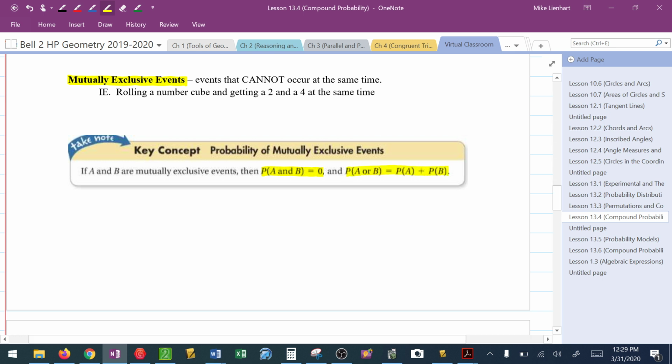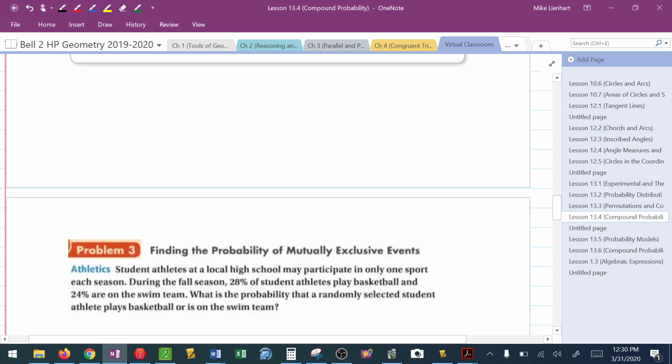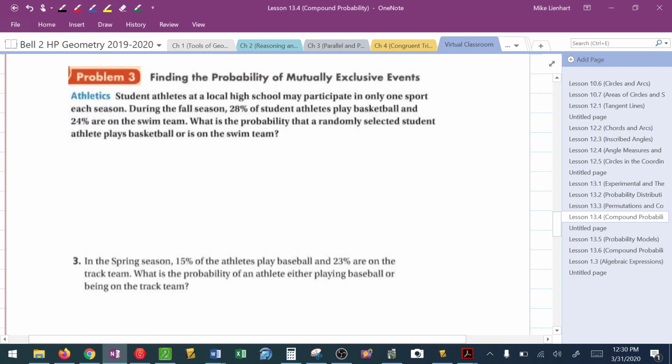All right. Remember we said and means multiply, or means add. We're doing two different events, probability of A and the probability of B. We're going to add those together. All right, so let's take a look at a problem like this. Now, even though they give us percentages here, I'm going to work with fractions. You don't have to, but you're going to see some problems involving fractions.